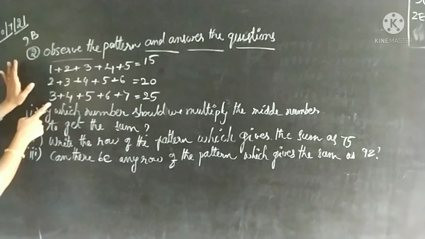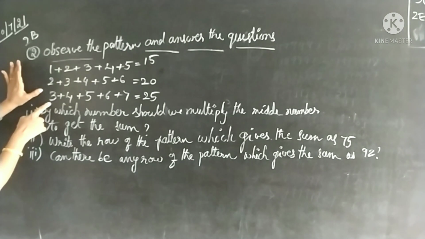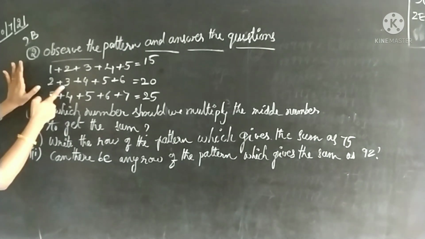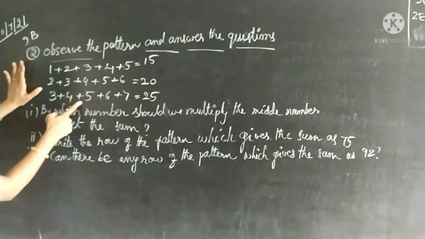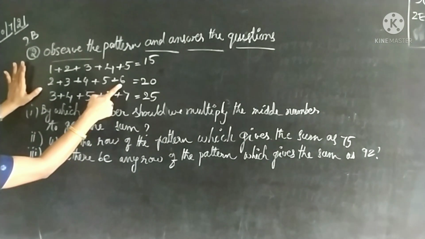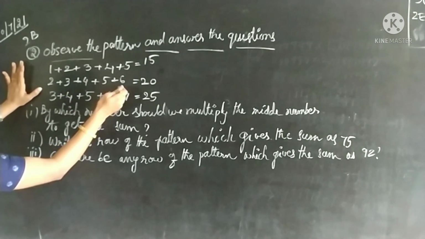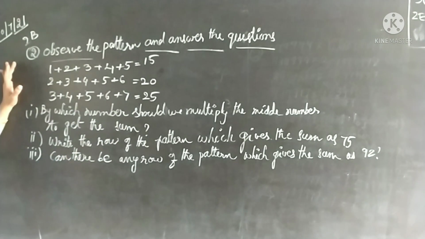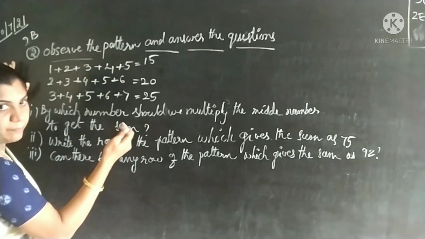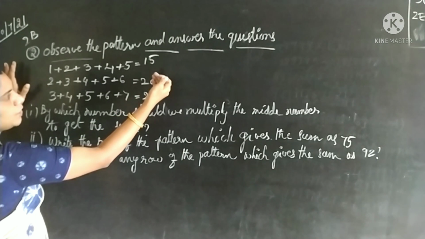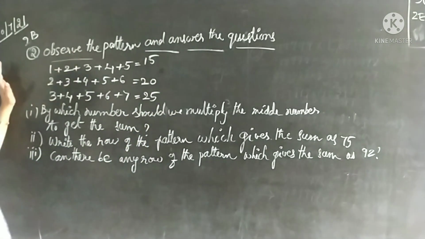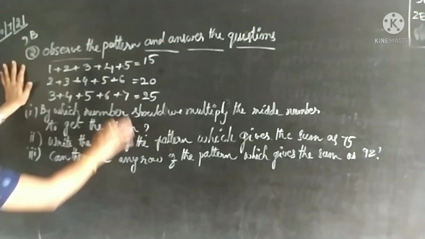And in the next, the third line, see, I have left the 2 here and started with the 3. 3 plus 4 plus 5 plus 6 plus 7. So after 6, 5 numbers you have to add now. So next number I am taking 7 here. Like that if you add these numbers, you get 15, 20, 25, like that you are getting. So observe the pattern here.